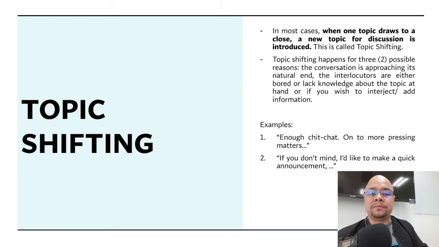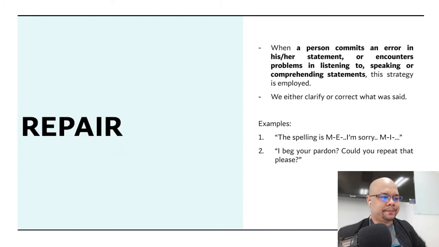Second, if you don't mind, I'd like to make a quick announcement. See, when someone butts in on the conversation for important announcements, that is also an example of topic shifting, because the topic at hand has already shifted into another topic. So we are no longer talking about this thing. Instead, we are now talking about the announcement.